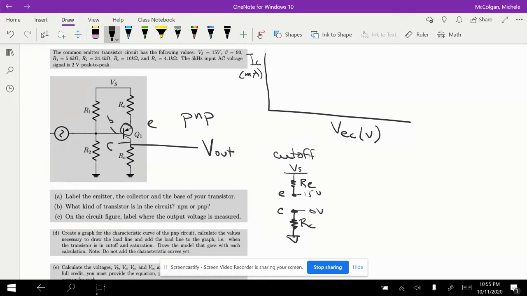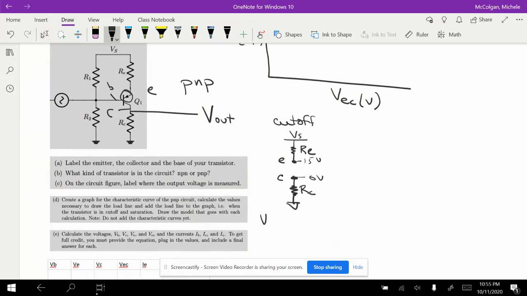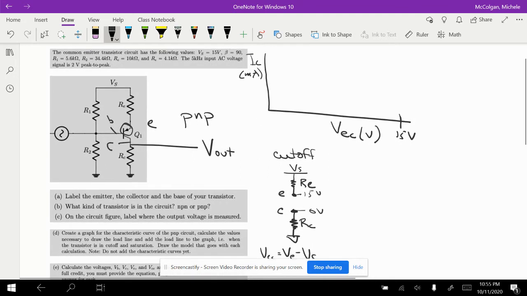When we calculate the difference, remember that VEC is equal to VE minus VC. In this case, VE is 15 minus 0, which gives us 15 volts. That's going to be our maximum VEC. VEC just means the voltage difference between the emitter and the collector. Now to calculate the maximum current we can have, we're going to use the saturation condition.